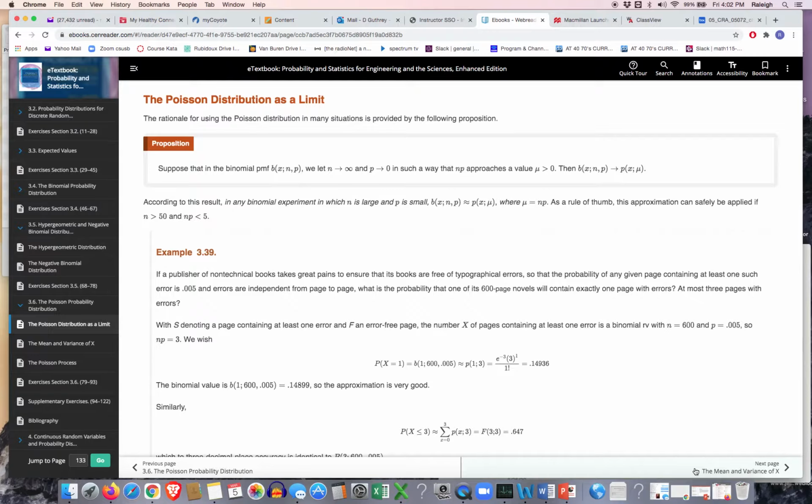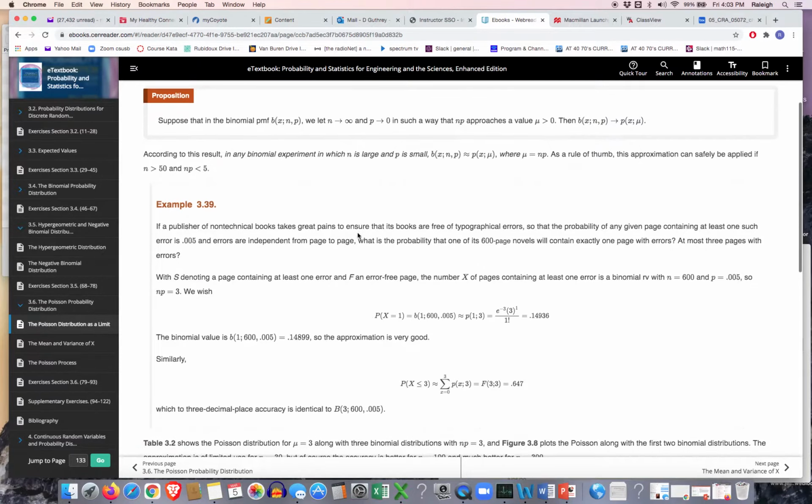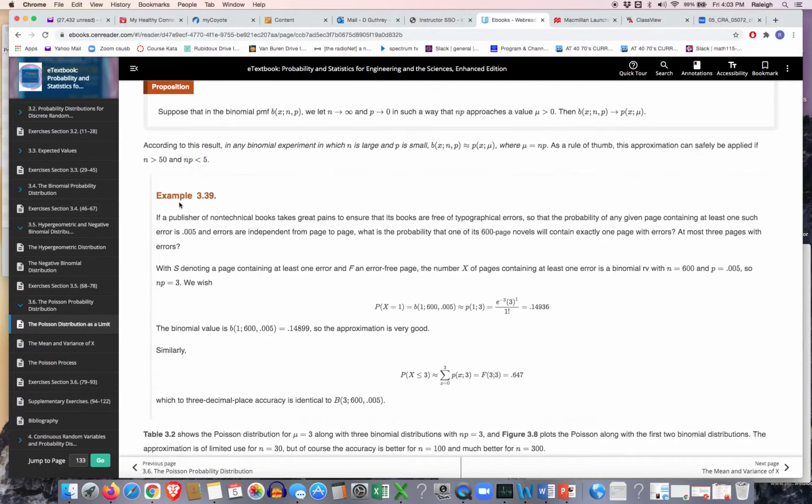So the book goes into a little bit of theory. That's why I'm kind of gliding through these subjects today a little bit. They do say that if n gets very large and p gets close to 0, then the binomial distribution approximates the Poisson distribution. In fact, there even is an approximation that is used for this. And they say that you can use an approximation for large numbers if n is greater than 50 and the np, which would be like the mean, is less than 5. So they show how this example will unfold. A publisher of books takes great pains to ensure its books are free of typographical errors. I've never found a book that was entirely free of typos.